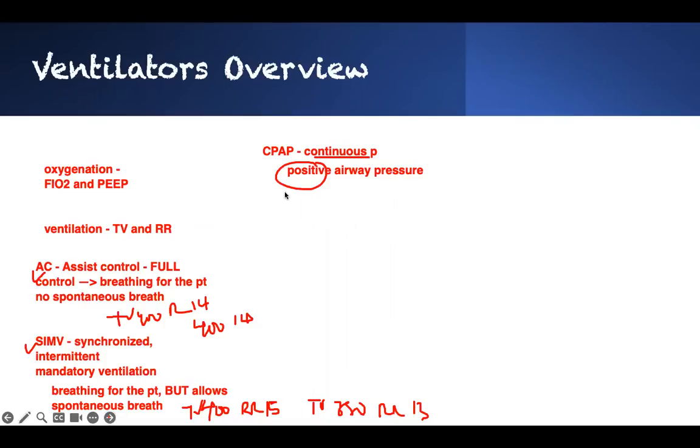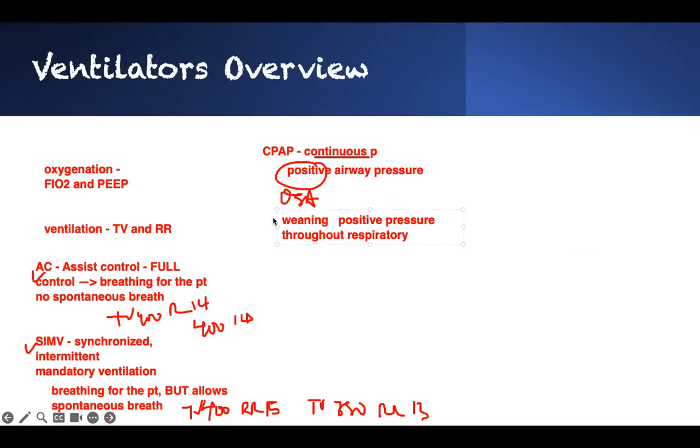This is usually used for somebody with obstructive sleep apnea, but it's also a weaning mode. It does not support you. It's just giving you a positive pressure throughout the respiratory cycle. So during inspiration and expiration, it's giving you one positive pressure that is set. It keeps giving it to you throughout. And like I said, it's a weaning mode. It's not support.